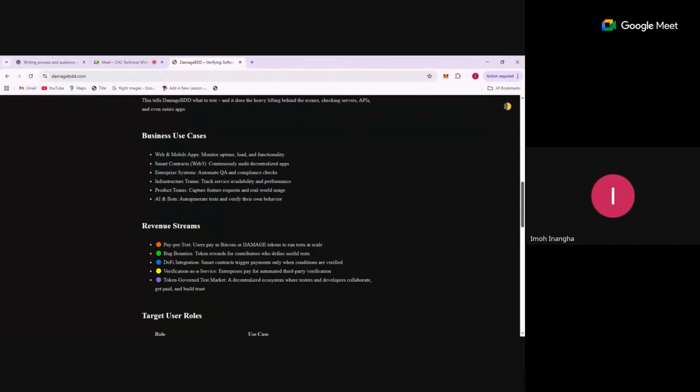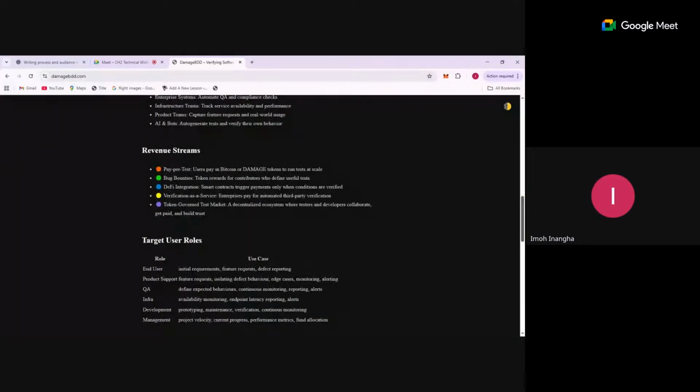Now, how do you benefit from running tests? That's a revenue stream: pay per test. Users pay in Bitcoin or Damage token to run tests at scale. But you don't get to use your own money to run tests as a new user. Once you sign up, they give you a free Damage token to make use of to run your own tests. Now, bulk bounties: token rewards for contributors who define useful tests. You have different integrations, and so on.